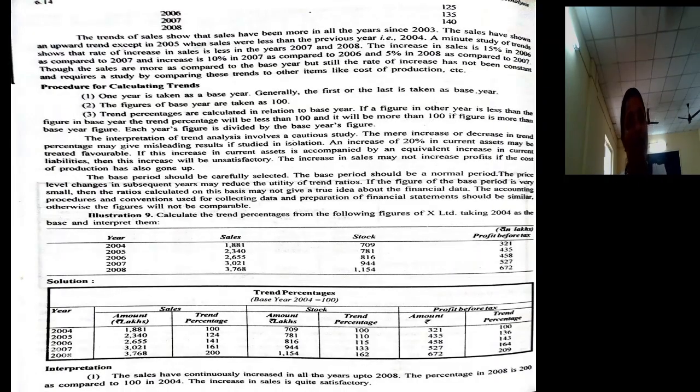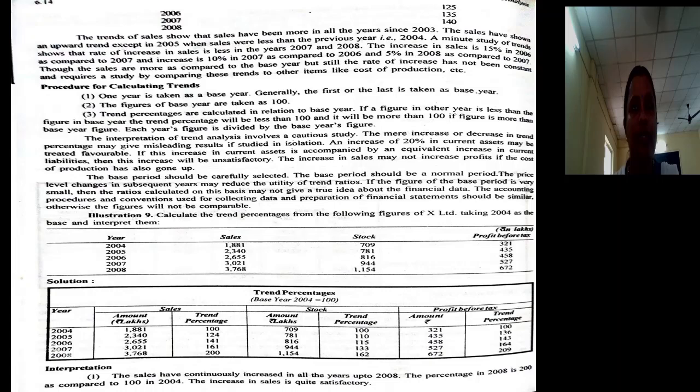Once we start preparing trend percentages, or when we start doing trend analysis, you will come to know exactly how we need to do it. Procedures for calculating trend: 1 year is taken as a base year. Generally, the first or the last is taken as a base year. Usually, we will not take the last year as a base year. We will take the first year as a base year.